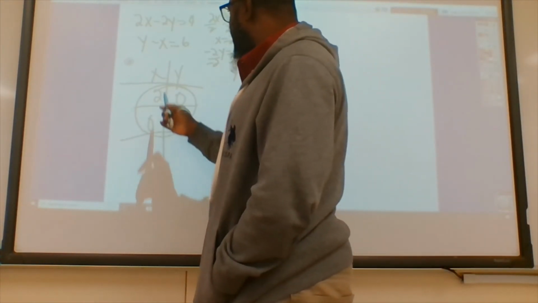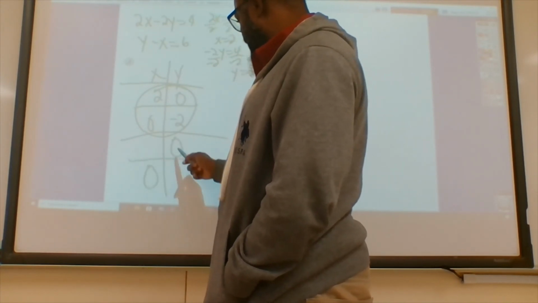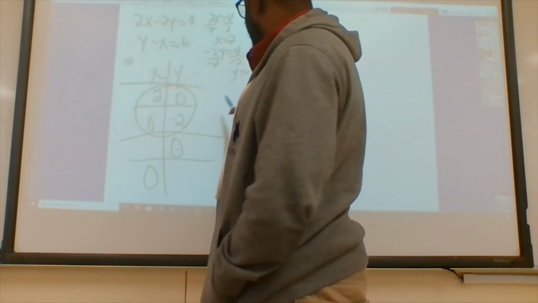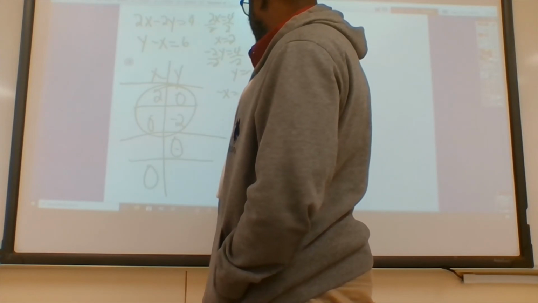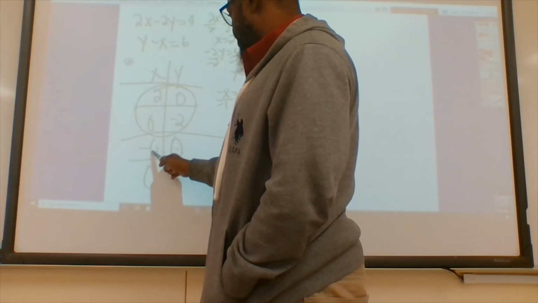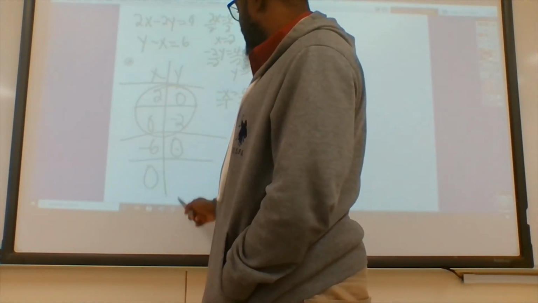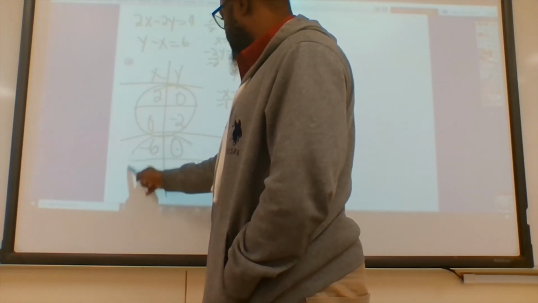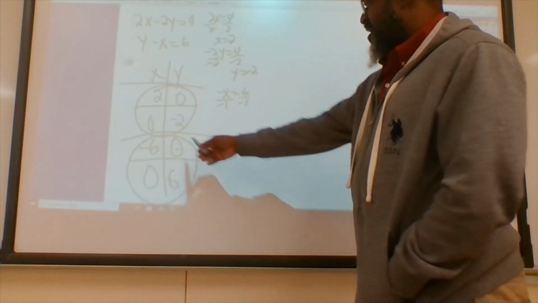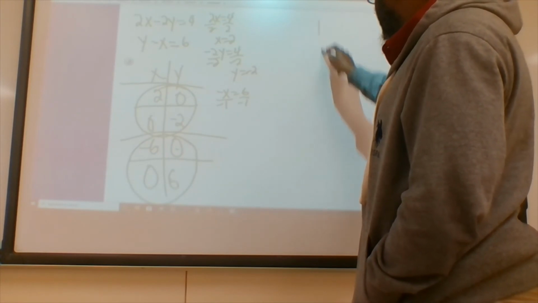Here, when I come here, I do the same thing. I let y be 0. I will have negative x is equal to 6, just divided by negative 1. Then I will have negative 6, 0. So when I let x equal 0, here I will have y is equal to 6. This is how I get the ordered pairs. In this case, my largest number is 6, on both the x-axis and the y-axis.